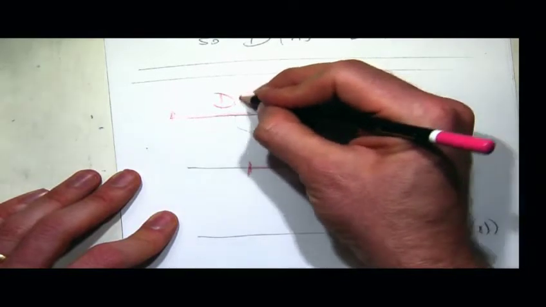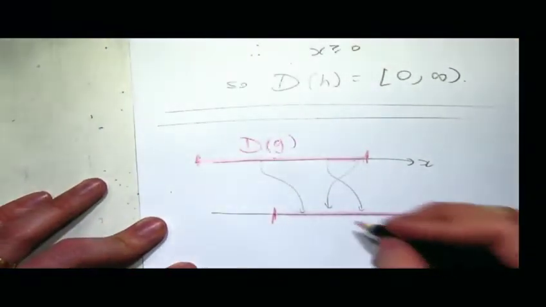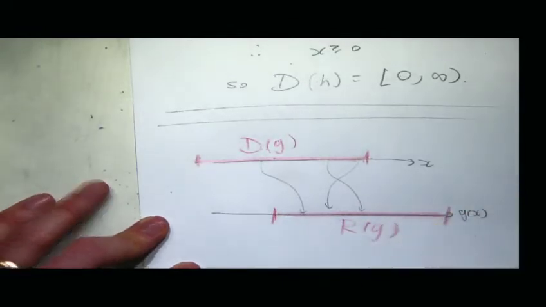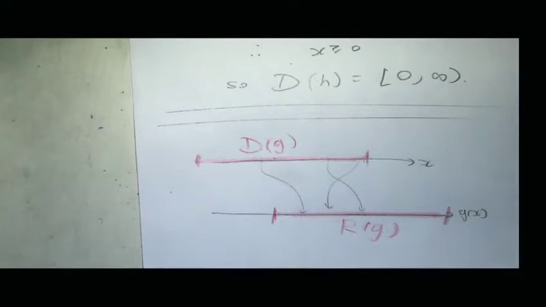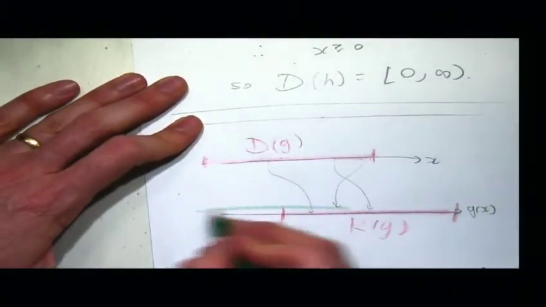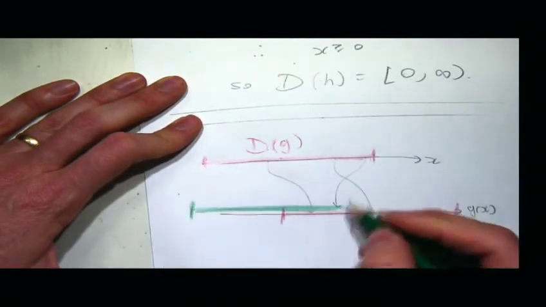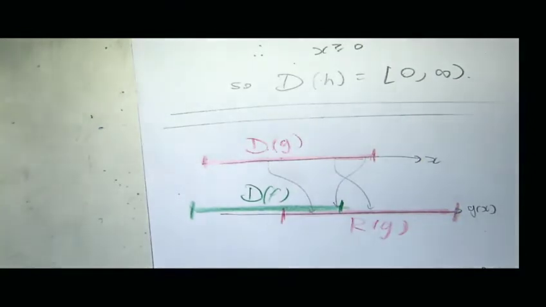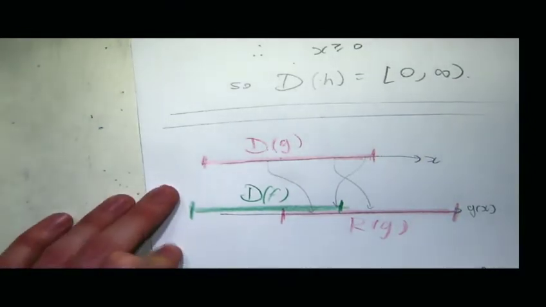Okay? So this is the domain of g. That's so bad. And this is the range of g. Okay. Then, let's think about f. F is taking these numbers and producing new numbers. So what if the domain of f was here? Like that. And maybe the range of f is here.